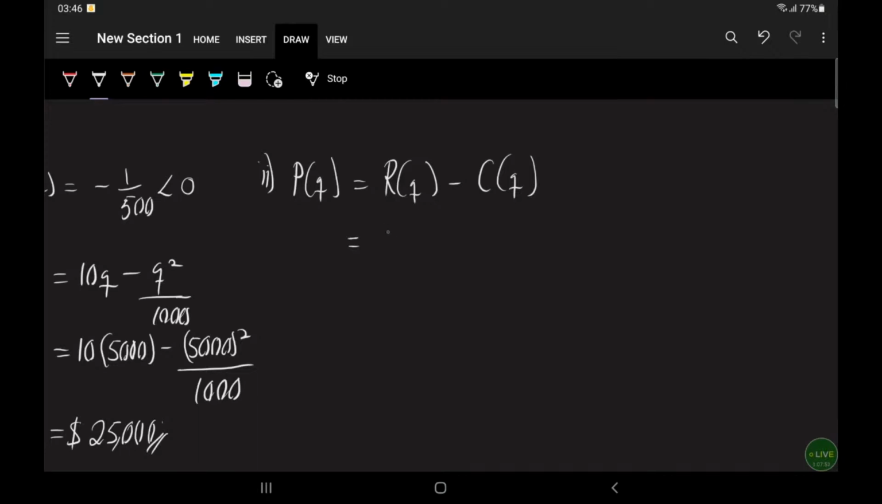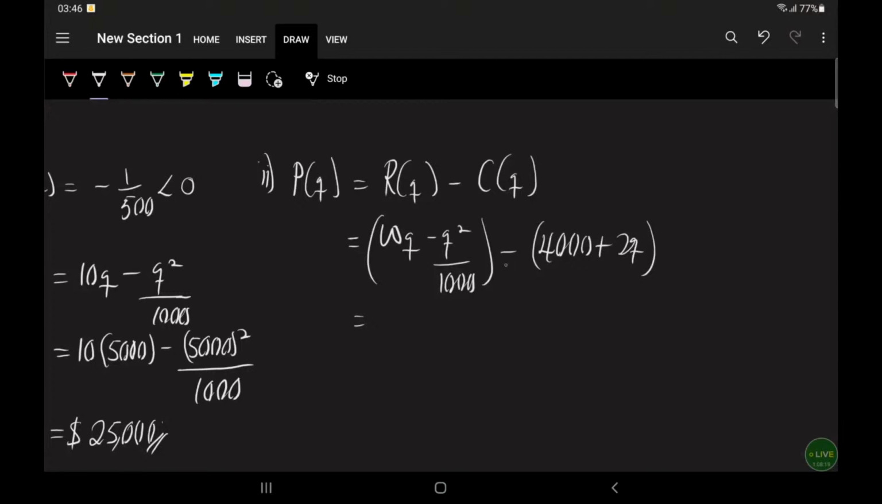So in this case, I know my revenue function was 10q minus q squared over 1,000, compared with my cost function, which was given as 4,000 plus 2q. Is that okay? So now let's determine our profit function. Our profit function in this case is going to be, so here it is a matter of additions and subtraction.